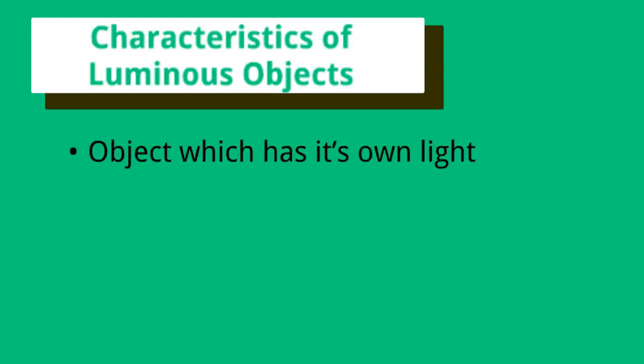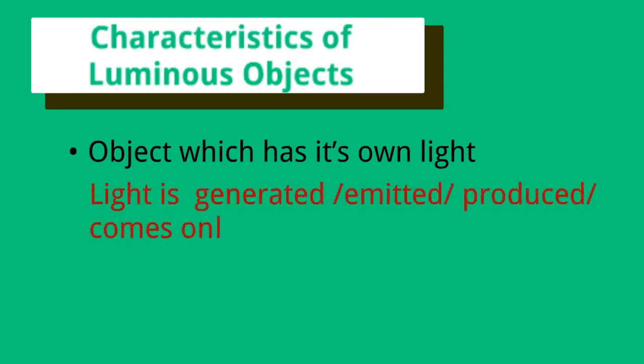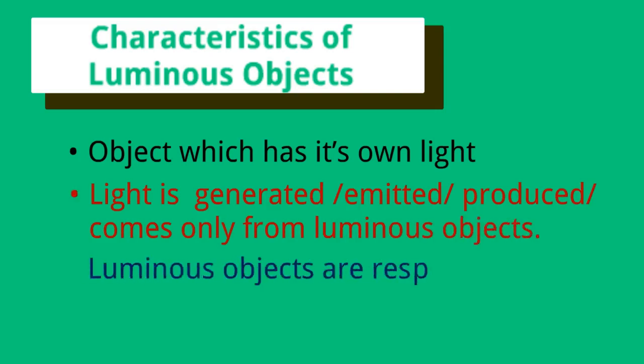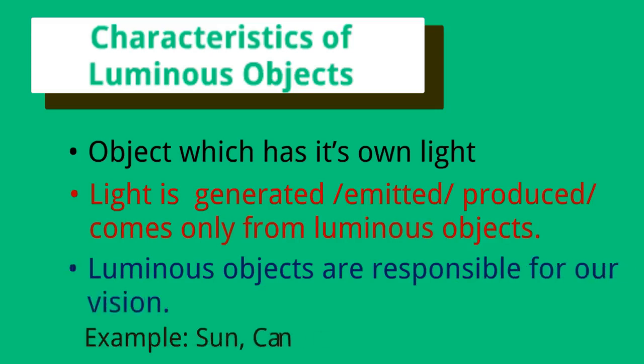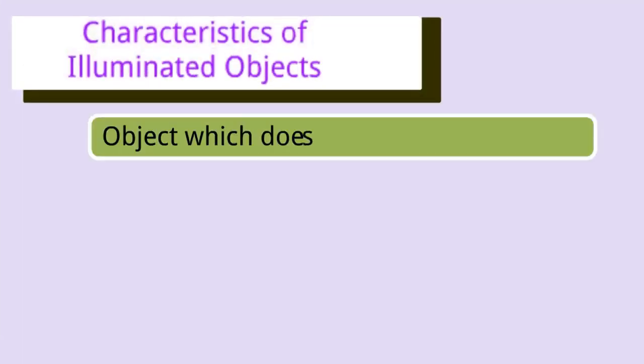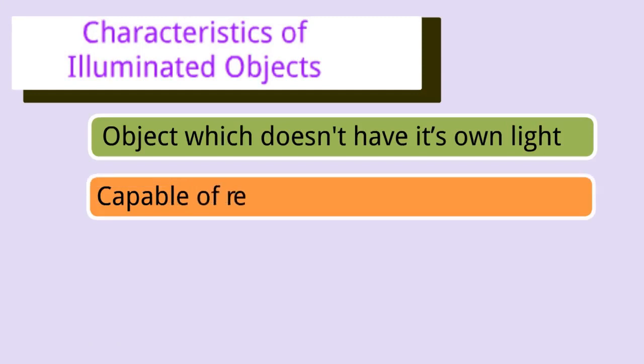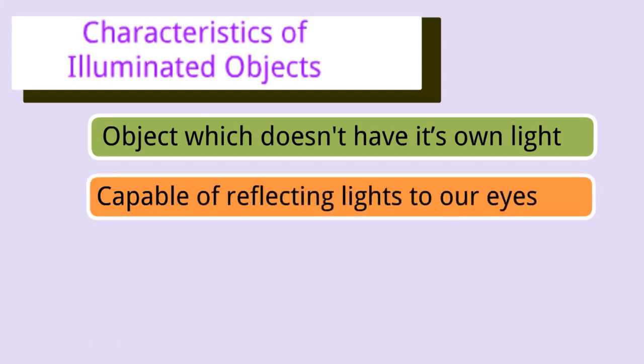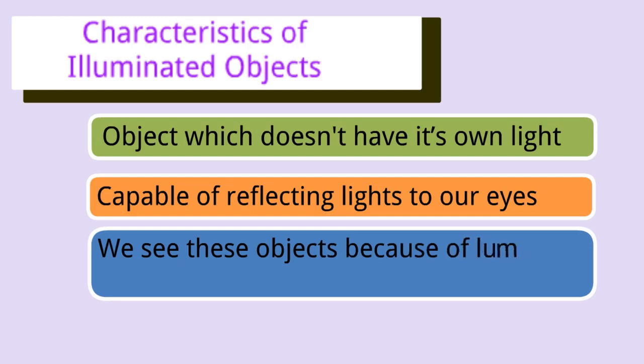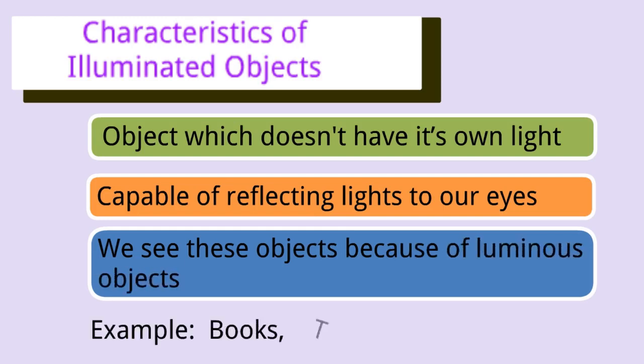An object which has its own light. Light is generated or emitted or produced, or comes only from luminous objects. Luminous objects are responsible for our vision. Examples, we have already discussed sun, candle, bulb, firefly, etc. And the characteristics of illuminated objects: an object which doesn't have its own light, capable of reflecting light to our eyes. We see these objects because of luminous objects only. Examples, books, pen, trees, pencils, etc.